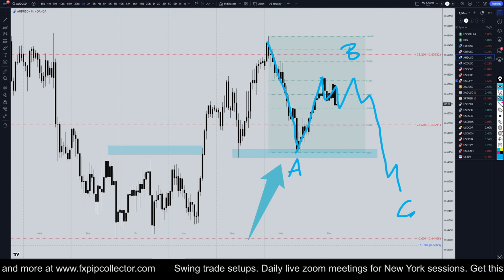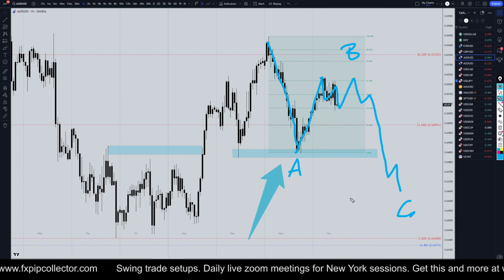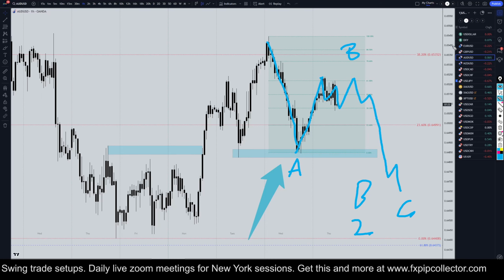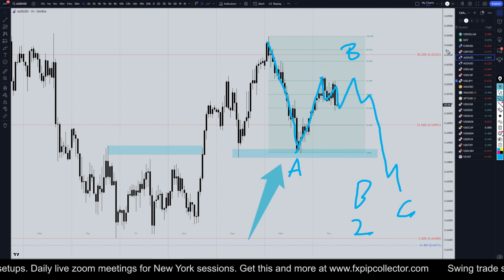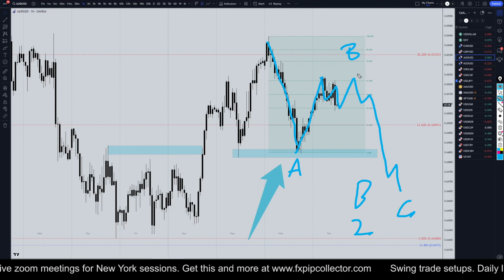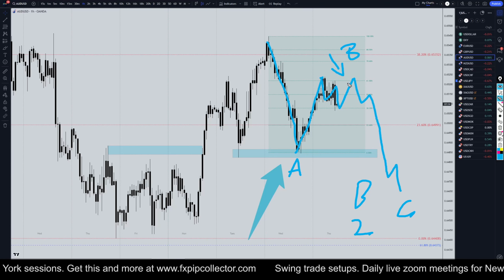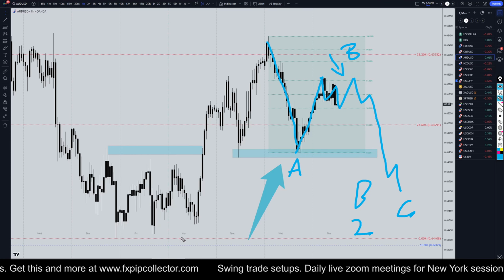Like I was just explaining on the daily 4 hour time frame, I think that this is either going to be a B or a 2, and after this is complete, we should go up for either a 3 or a wave C. So definitely keep an eye on your fib levels. Keep an eye out for a possible end of a wave B and possibly a nice little entry to go short for the wave C.